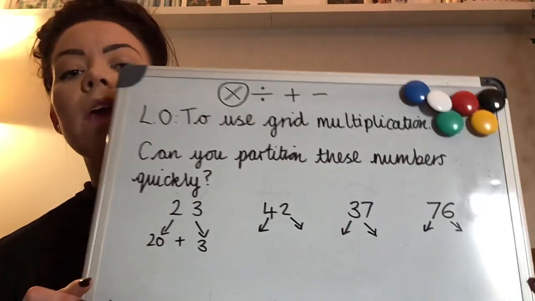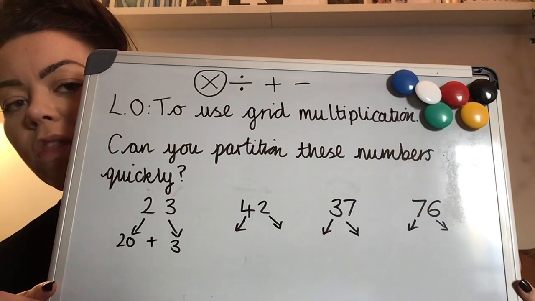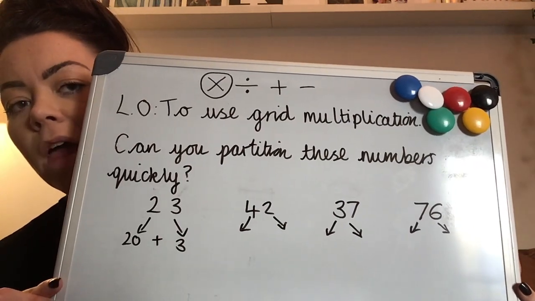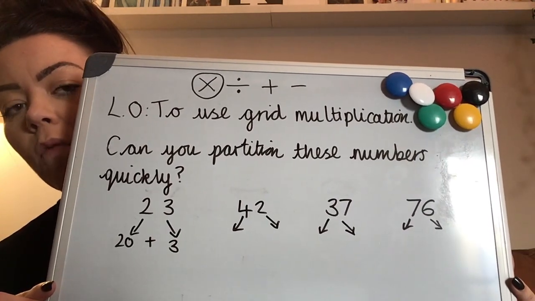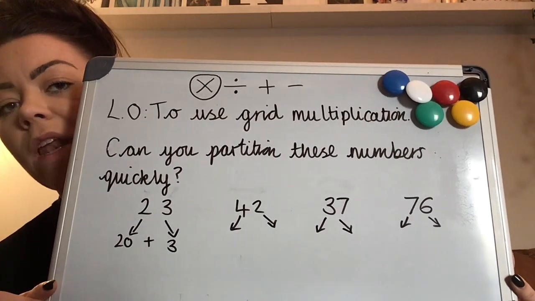Hopefully you can see it. There we go. So the first one I've done for you, 23, you partition the number and it would be 20 and 3, make 23. See if you can do that with the other numbers. Pause it now.